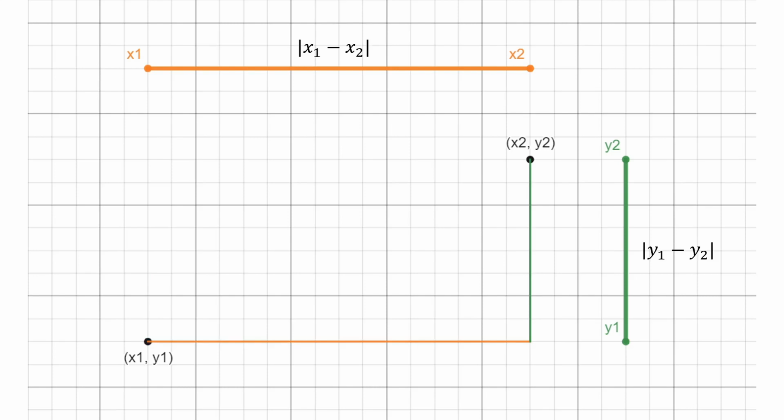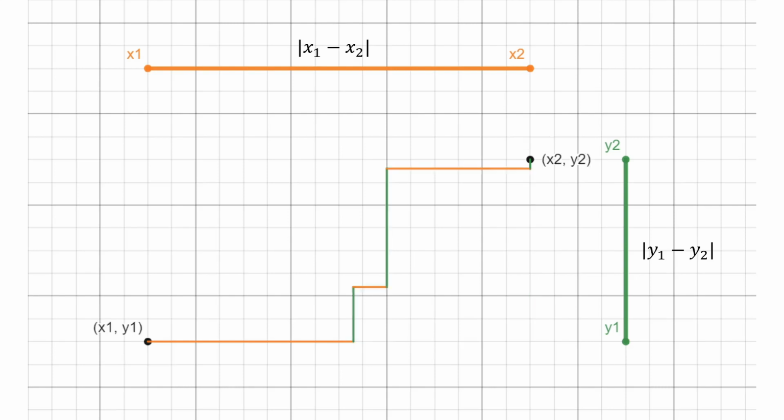An easy path that only requires these movements would be one where we travel our full horizontal distance needed and then our full vertical distance needed. The length of this path is going to be equal to the absolute value of x1 minus x2, which is the difference in our x values, plus the absolute value of y1 minus y2, the difference in our y values.